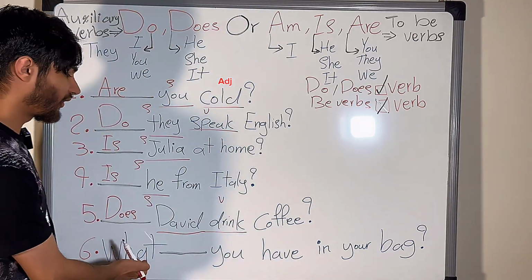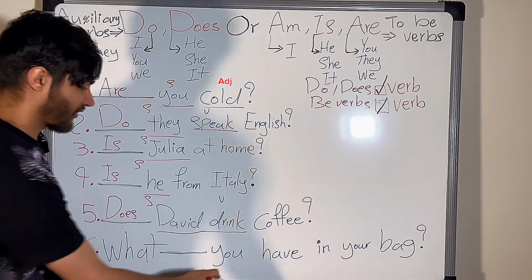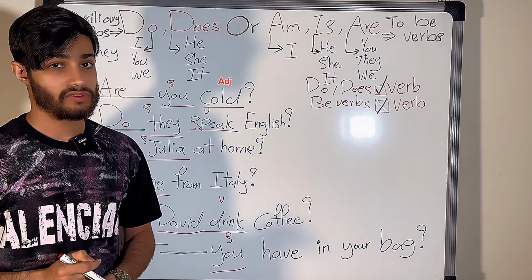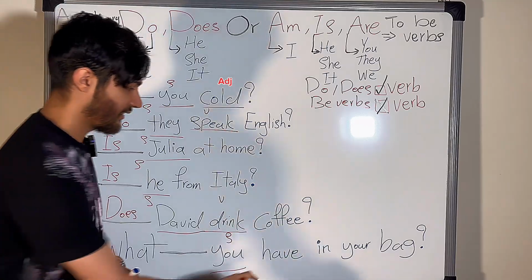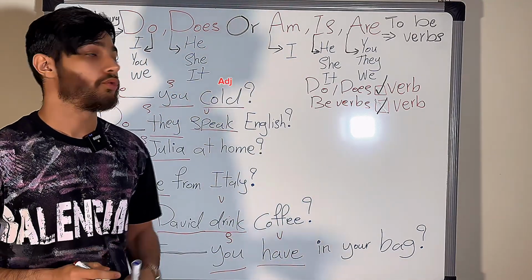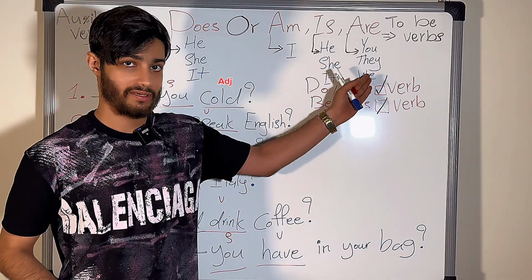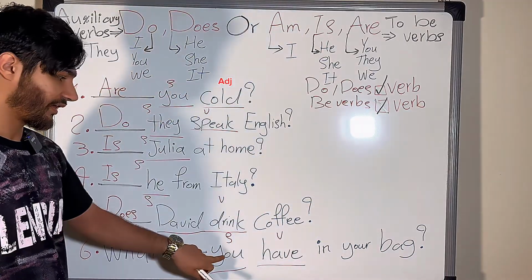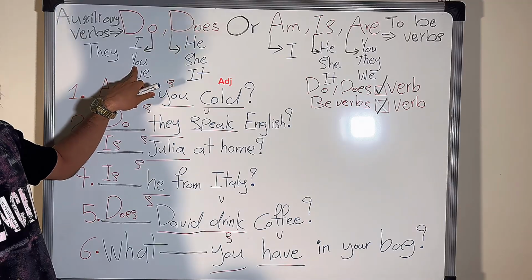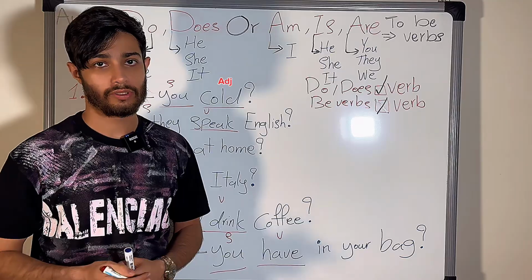Next one. What you have in your bag. The subject that I have is you. Do I have a verb in this sentence? Yes. What's that? That's have. When you have a verb in your sentence, you should use do or does. And because here we have the subject you, which one should we use? Do. So, what do you have in your bag?